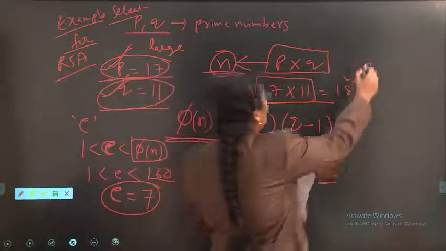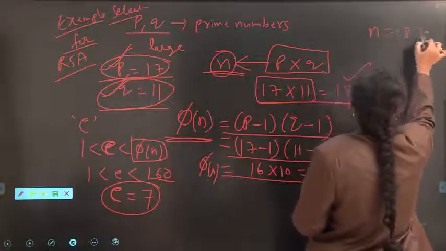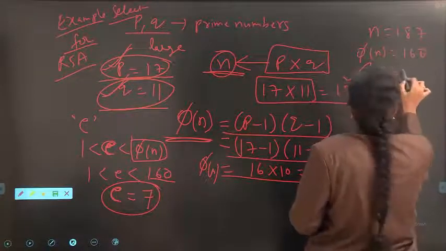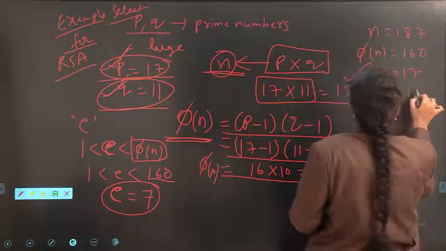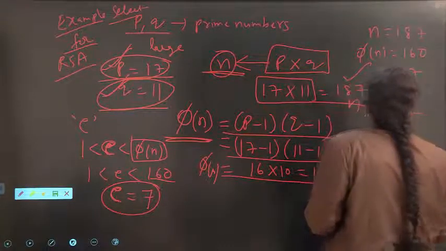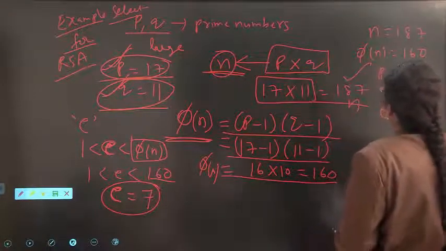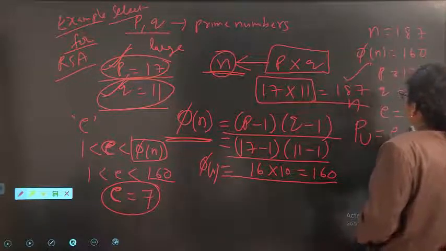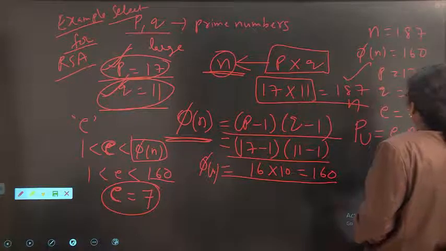So now I have n equal to 187, phi of n equal to 160, p equal to 17, q equal to 11, e equal to 7. So I have all these things. Now what is the public key? The public key is represented with PU. Public key is e comma n, which means 7 comma 160.